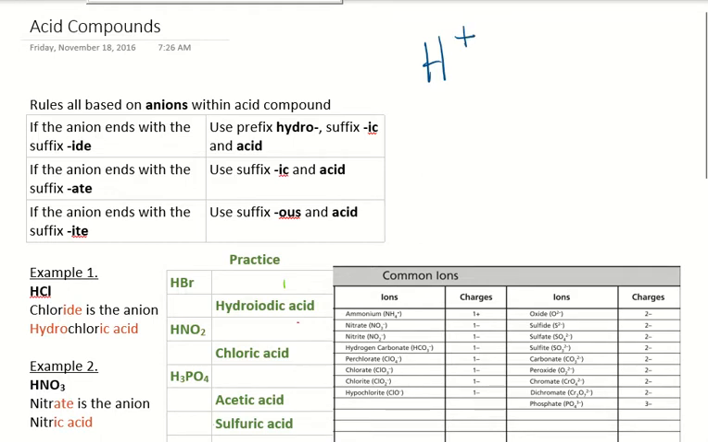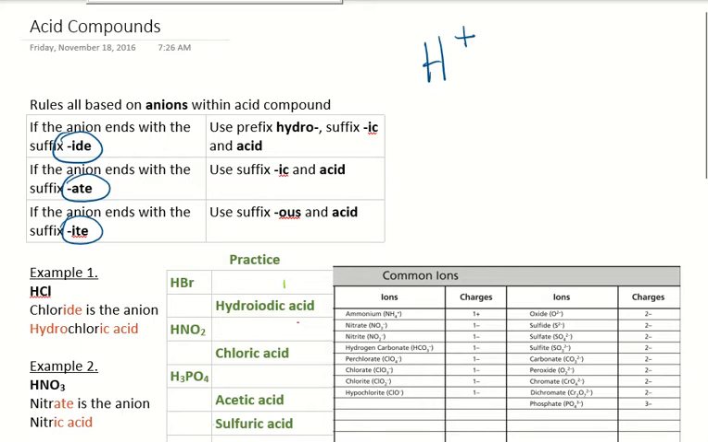So, if you see an H, you should picture an H+. That is always going to be your cation in an acid. So, we actually have to look to the anion for how to name these. So, for the anions, you are going to see basically three different suffixes. Ide, ate, and ite. And based on which suffix you see, you're going to have a different naming scheme.